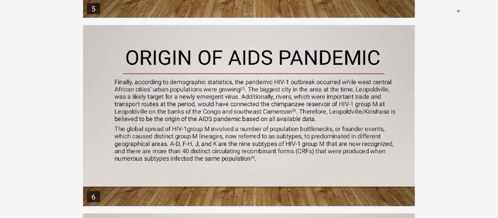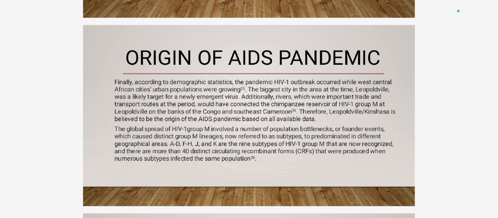So finally, according to the demographic statistics, the pandemic HIV-1 outbreak occurred while West Central African cities' urban populations were growing. The biggest city in the area at the time, Leopoldville, was a likely target for a newly emergent virus. Additionally, rivers, which were important trade and transport routes at that period, would have connected the chimpanzee reservoir of HIV-1 group M in Southeast Cameroon to Leopoldville on the banks of the Congo. So therefore, Leopoldville or Kinshasa is believed to be the origin of the AIDS pandemic based on all the available data.